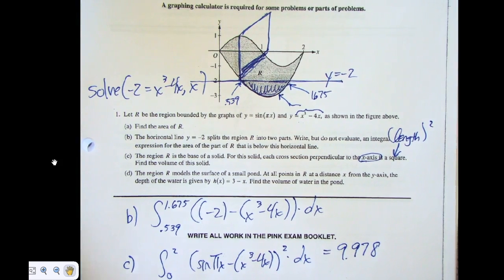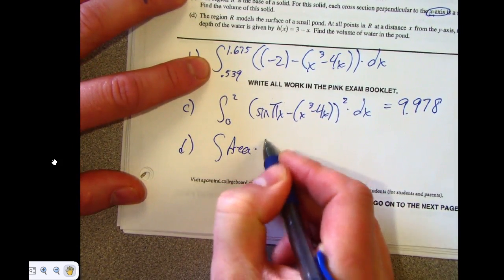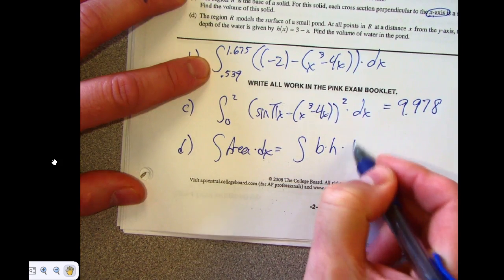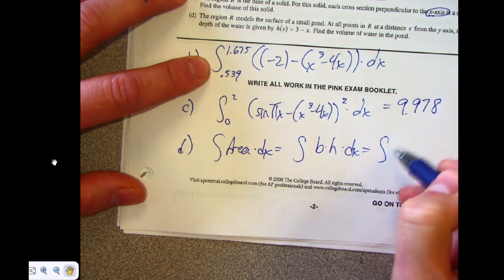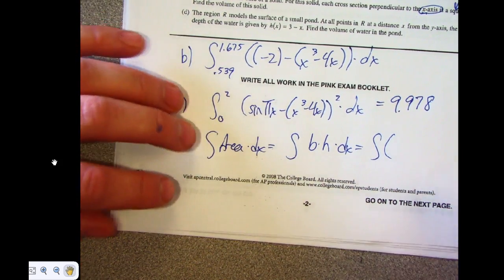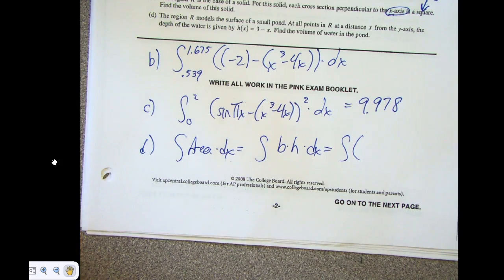So, I want to integrate the area, which means I want to integrate the base times the height. The base is the top minus the bottom. I'm running out of room here. Are we trying to find area or are we trying to find cross section? I'm so confused. We're trying to find the volume of the cross sections. To do that, integrate the area of each cross section.